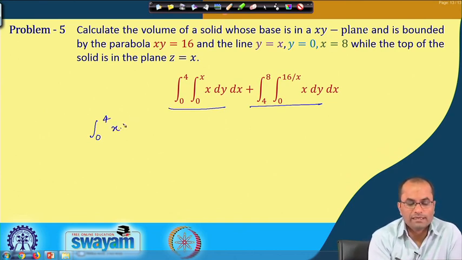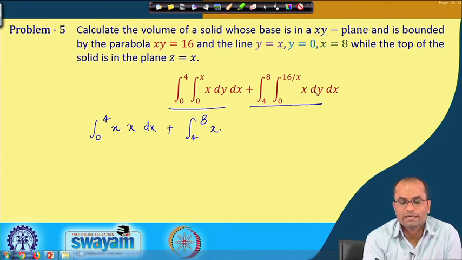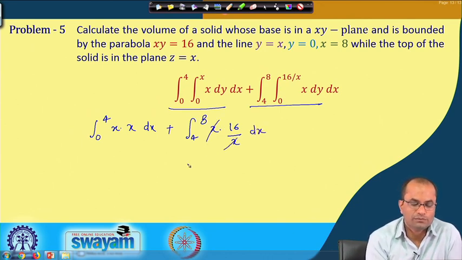So, x remains as it is, and with respect to y we will get x there. So, we have dx, here we have 4 to 8, and then this x and again y there. So, the upper limit will give us 16 by x minus this 0, dx. So, these are the two integrals.